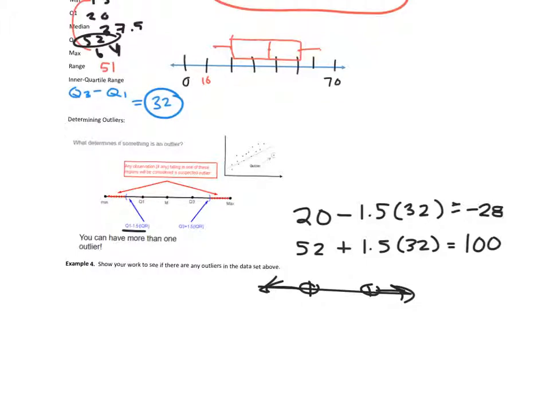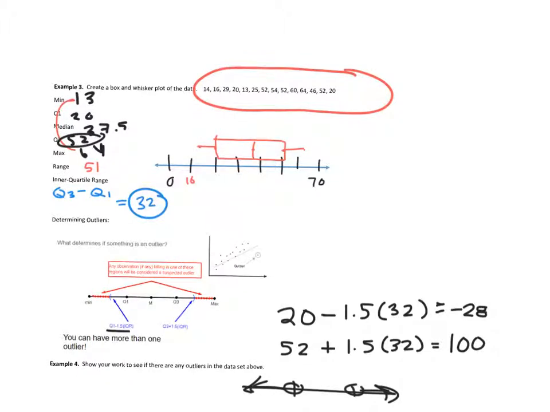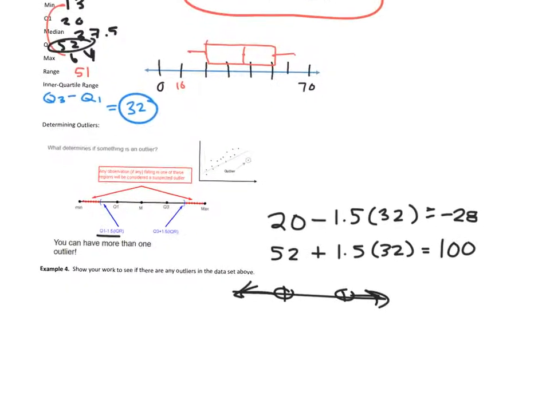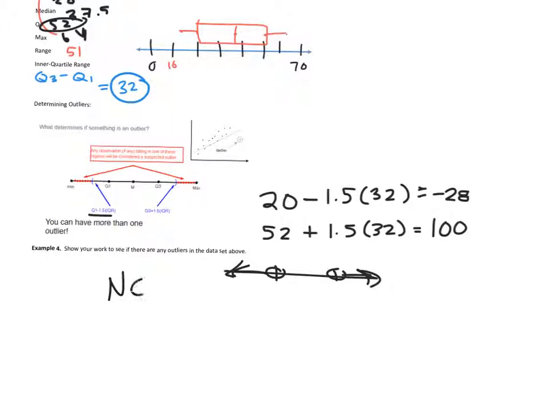Looking at our data set, are there any outliers? Was there anything greater than 100 or less than negative 28? No way, because there's not a negative number and I don't see a triple digit here. So I would write no, there's not any outliers. And make sure you're showing your work right here.